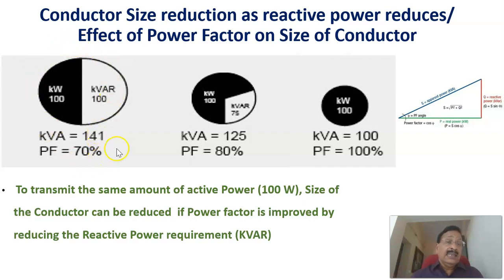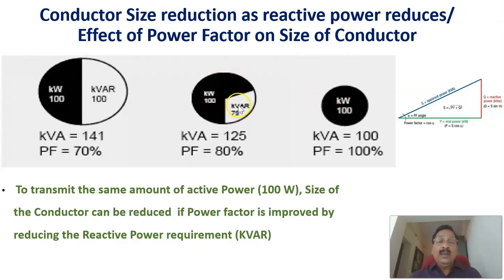Now what we are doing is reducing the reactive power, the kVAR. Previously it was 100, that is reduced to 75 for the same kW. kW is not changing, it is the same 100. But instead of 100 kVAR, it is reduced to 75. If you reduce the reactive volt amperes, now we see that kVA is reduced to 125. Power factor is now improved, that is real power divided by apparent power, improved to 80% or 0.8. Now you see that the size of the conductor is reduced.